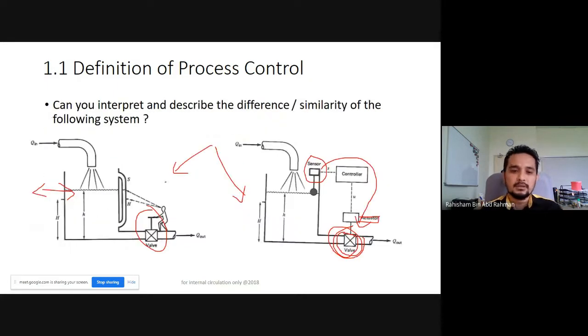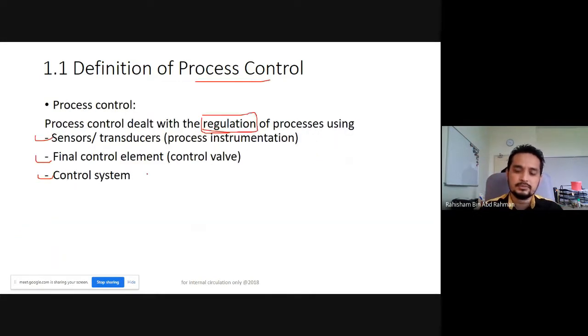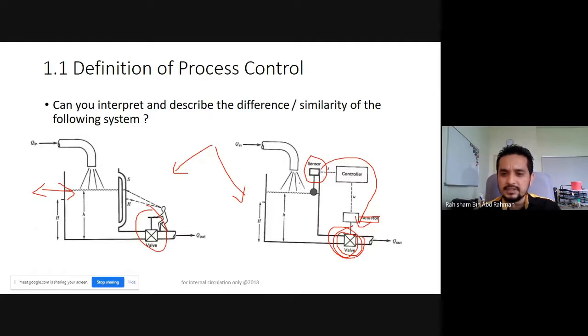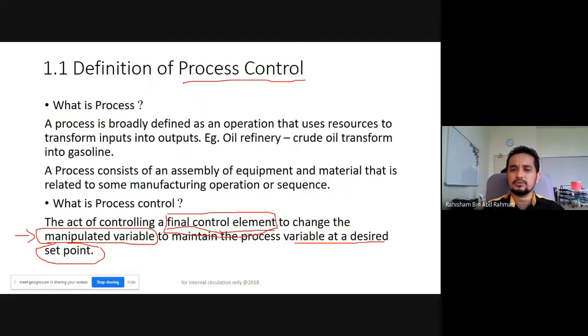So by looking at this, we have a sensor and actuator. This is the kind of sensors and actuator, that's why they come together. We have the final control element, and last but not least is the process control, like the control system. This is the system that we are going to use to control oil in a vessel at a certain height. So these are three important components in process control.